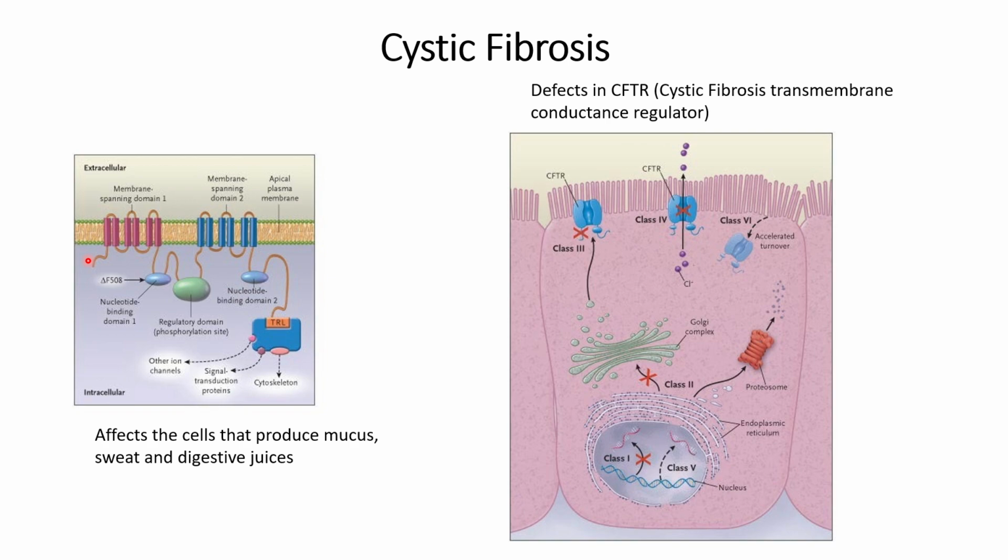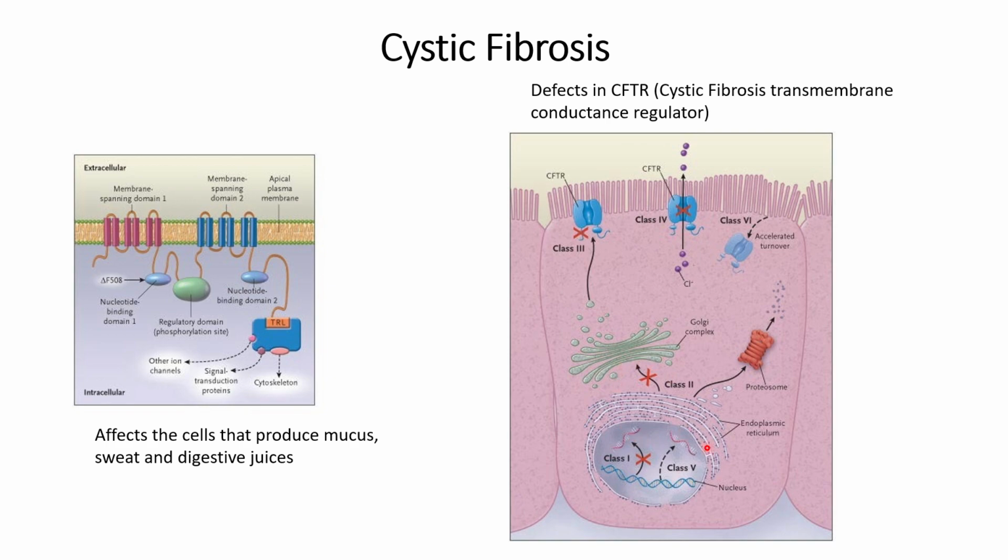So what are the problems that occur in patients who are suffering from cystic fibrosis? Patients are not able to maintain a proper balance between salt and water, and it mainly affects the cells that produce mucus, sweat, and digestive juices.